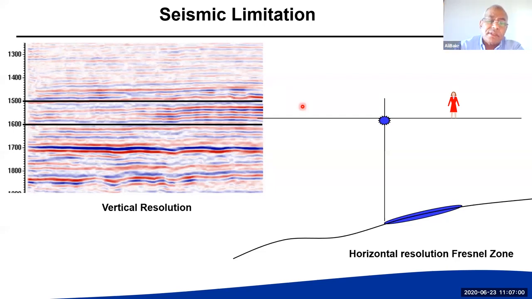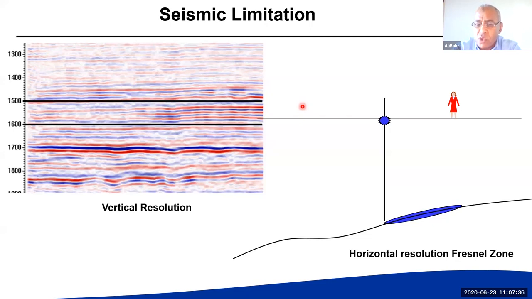Now, a question, can the seismic see everything on the subsurface? Can we see 10 meters on the subsurface? Can we see 5 meters? Can we see 5 centimeters? The answer is no. Actually, the seismic is limited. It's limited to resolve a certain thickness of the bed, and it's limited to resolve an extension of the bed. So if the bed, for example, is 10 by 10 meter, you will never be able to see it at depth 3,000 meter, while you can see it at depth 1,000 meter.